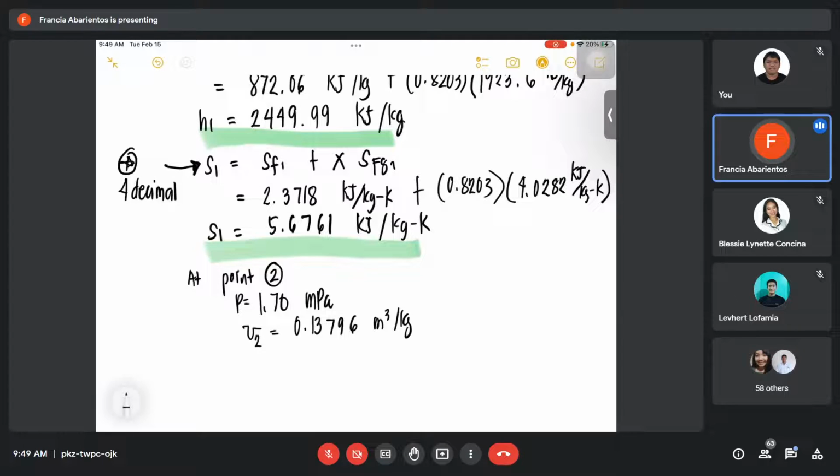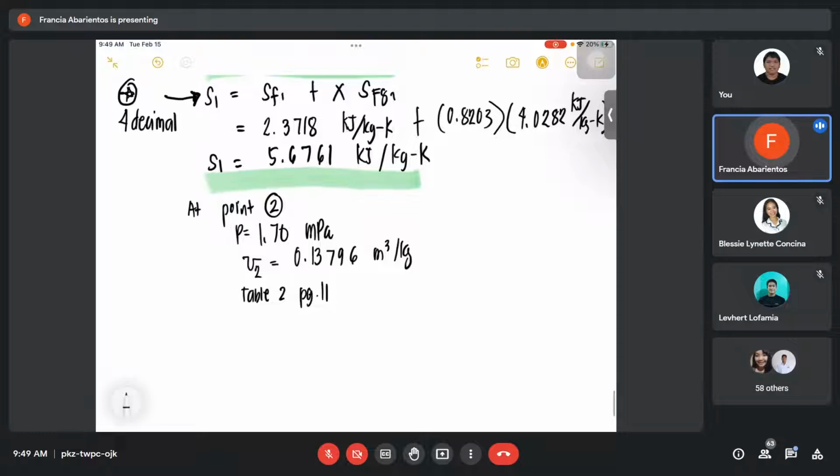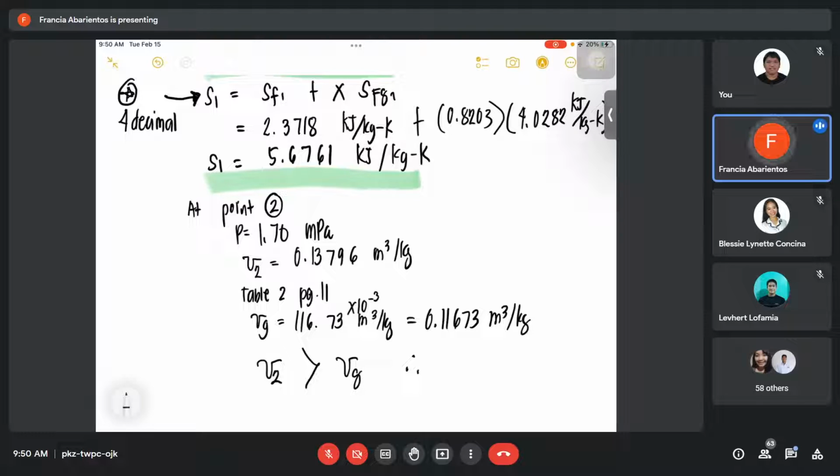Okay, balik tayo dito sa steam table, sa table 2, page 11. Tingnan nyo class, ang specific volume na nakita natin kanina is 116.73 times 10 to the negative 3 cubic meter per kilogram mass, equal to 0.11673. Makikita nyo class that the specific volume na given sa atin is greater than this. Automatically, that is now a superheated vapor. Mas malaki yung given sa atin kaysa sa saturated. Ibig sabihin, nag-exceed siya dito, superheated vapor na siya.